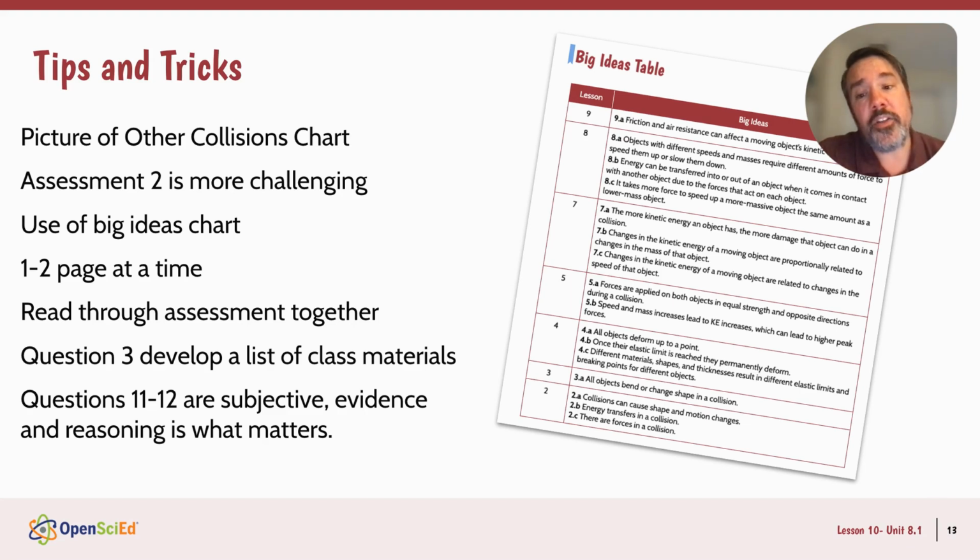Questions 11 and 12 are actually subjective. So the evidence and the reasoning is what matters in these answers. And the students can approach those questions in different ways. You'll see in the guidance, it explains how to assess those questions. But just know kids might say, well, I could explain this two different ways. And that's actually right. The idea here is that we want them to pick a particular way of looking at that question and then back it up with that evidence and that reasoning.